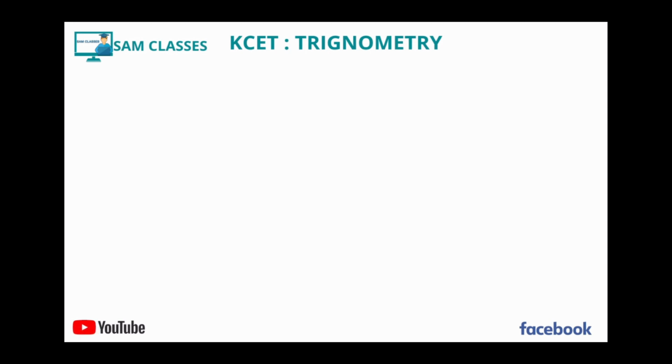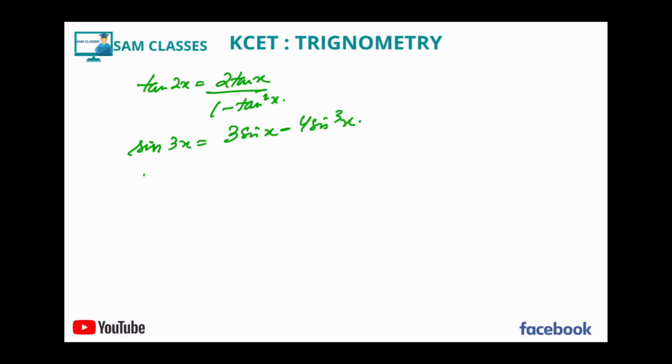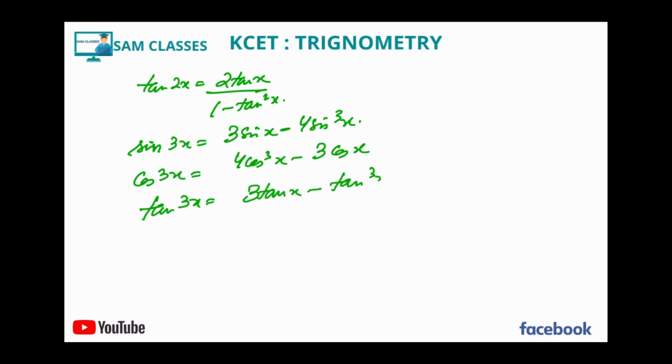Let's see it. Next we have formula tan 2x is equal to 2 tan x by 1 minus tan square x. Then we have sin 3x is equal to 3 sin x minus 4 sin cube x. Cos 3x is equal to 4 cos cube x minus 3 cos x. Tan 3x is equal to 3 tan x minus tan cube x by 1 minus 3 tan square x.